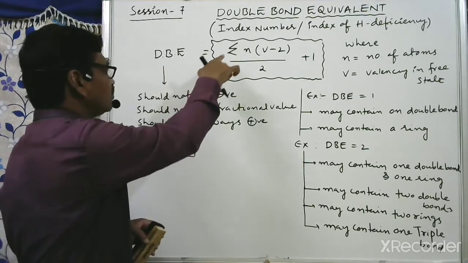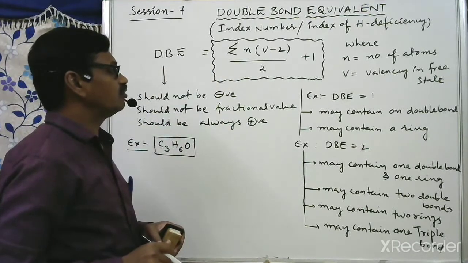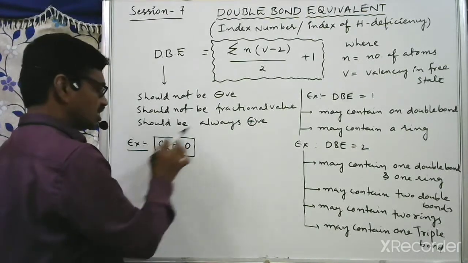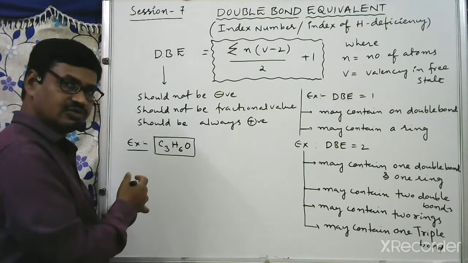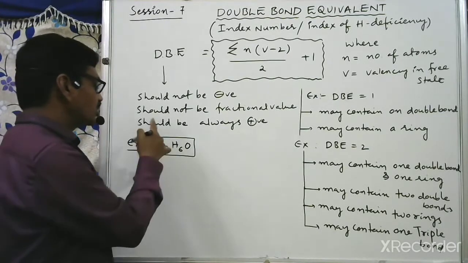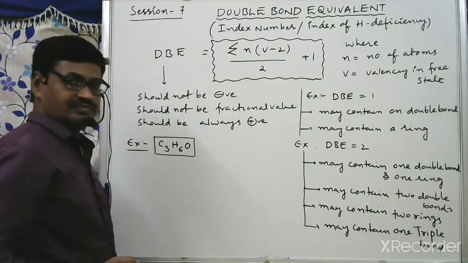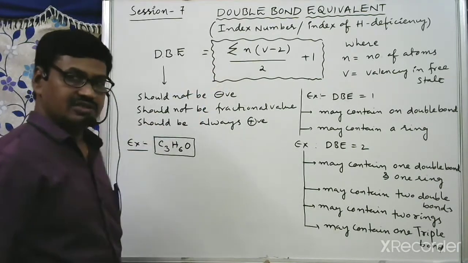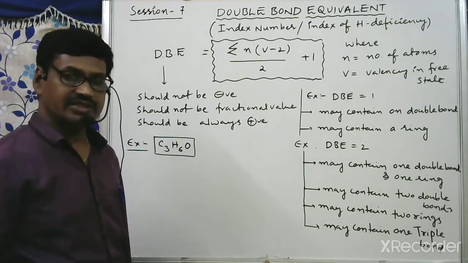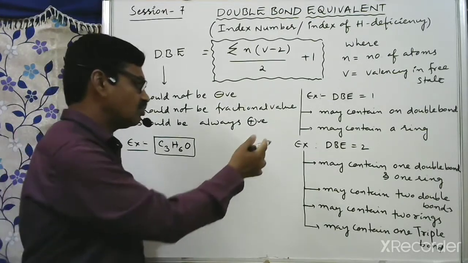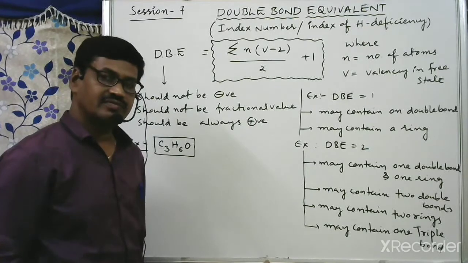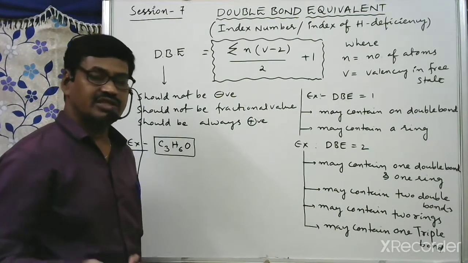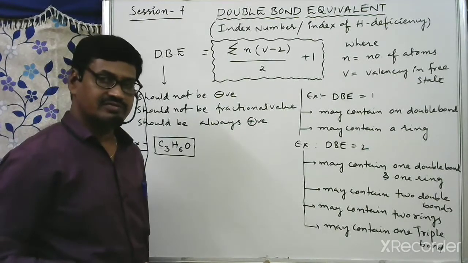Double bond equivalent equals summation of n into v minus 2, divided by 2, plus 1. See how I am finding here. Afterwards, we'll write different structures for this also. But first, we should know how to substitute these values here. If you don't know how to substitute these values in this formula, it is not possible to get the exact double bond equivalent value. If you are not getting the double bond equivalent value exactly, then after putting trials also, there is a chance to get the wrong answer.